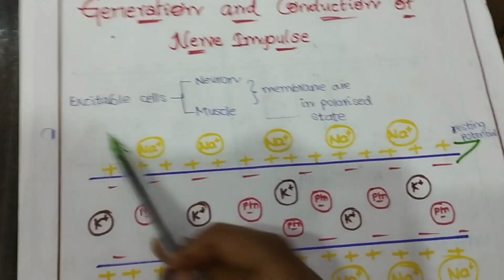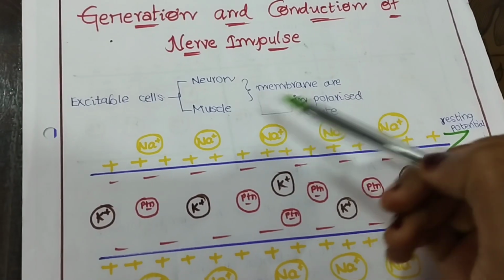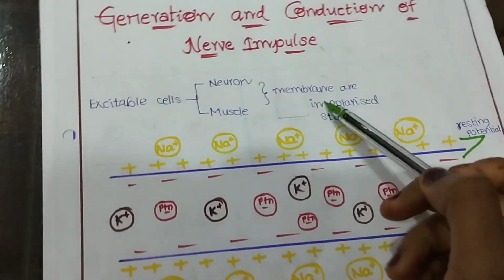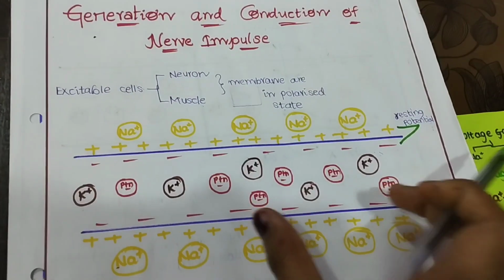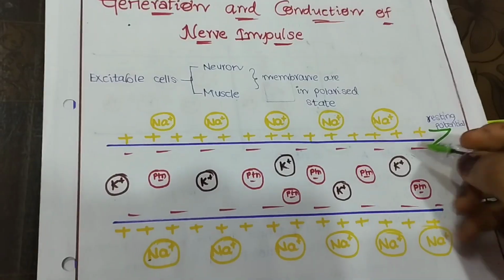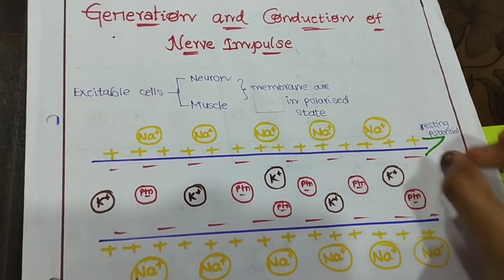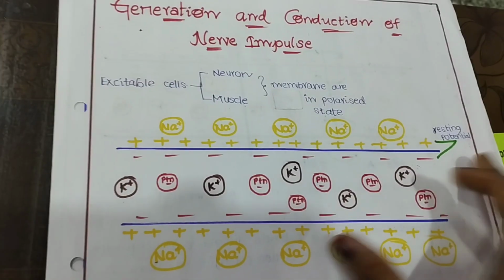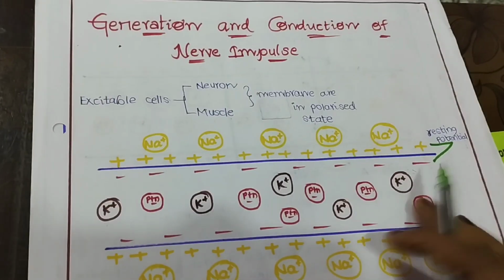In our body, there are two excitable cells. One is the neuron and the other is muscle. These are excitable cells because the membranes are in a polarized state. Polarized state is maintenance of polarity, that is positive and negative charge. See, this is the neuronal membrane and there is a polarity like this, positive and negative charge. So by maintaining this polarity, the membranes are in a polarized state, and this polarity is maintained by certain ion channels present on the neuronal membrane.